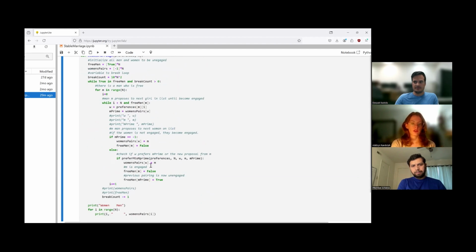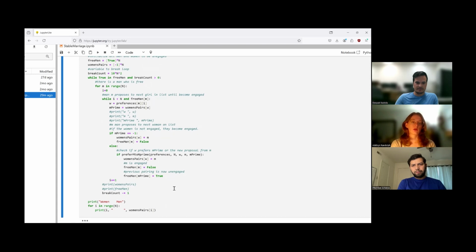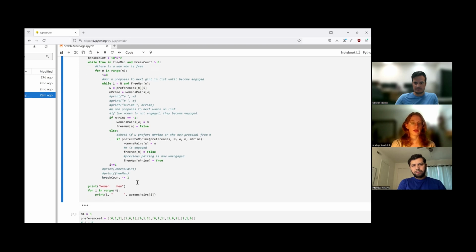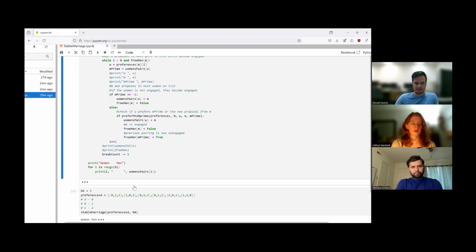If she prefers M, she becomes engaged to him, and he is engaged, so he's no longer free. So we change that to false. And now M prime has to be switched to true because now he's unengaged. So then we just keep going through the list until all of our men are engaged. And then we'll print out everything here.